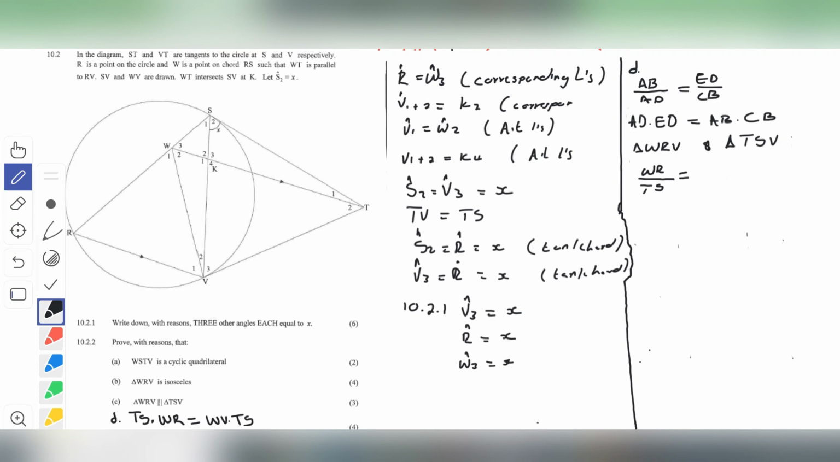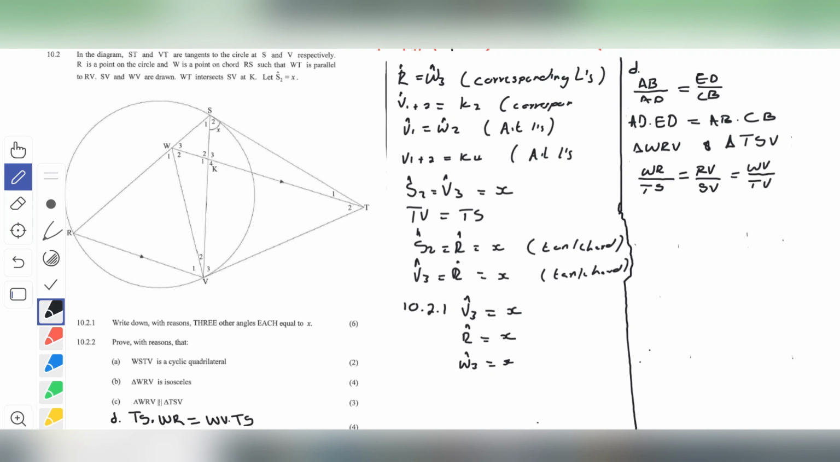Therefore we did our WR. Now let's do RV. RV all over the second letter and the third letter of the first triangle, meaning from the second triangle we're going to take the second letter and the third letter, which is SV. And lastly it's WV, which is the first letter and the last letter, and here it's going to be T and V, right?